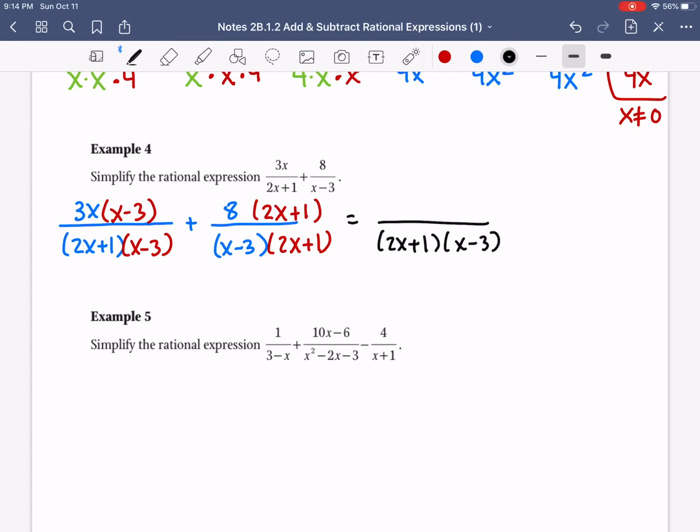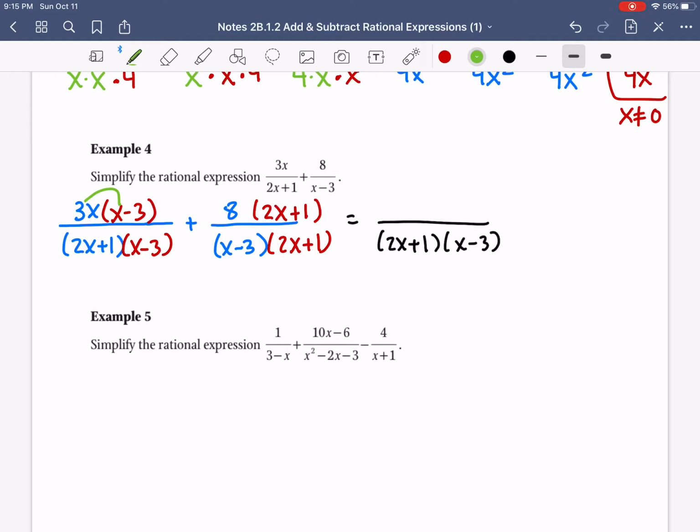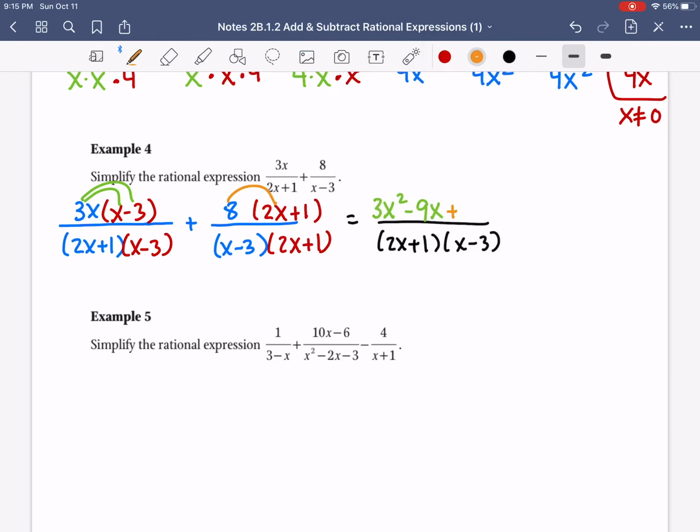On top, I do have to do some distributing. So I'm going to distribute 3x times x is 3x squared. 3x times negative 3 is negative 9x. And then this next one I have 8 times 2x is 16x. And 8 times 1 is 8. My denominators were the same, so I just kept the denominator. The 2 green numbers came from the first fraction. The 2 orange numbers came from the second fraction. And then I'm going to combine any like terms that I can on top.